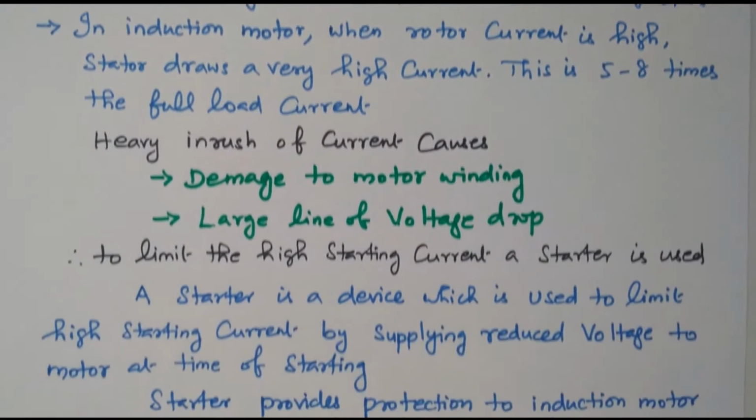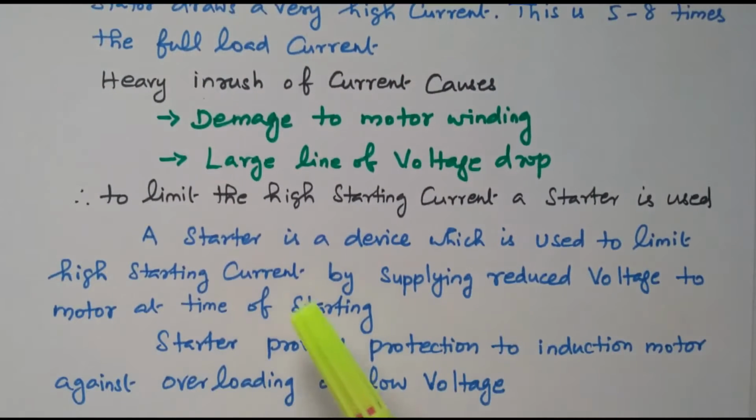A starter is a device which is used to limit the high starting current by supplying reduced voltage to the motor at the time of starting. So the starter is nothing but a device that limits the starting current. How is it limiting? By supplying the reduced voltage. We need to reduce the voltage applied to the motor so that automatically the current taken by the motor is also reduced.